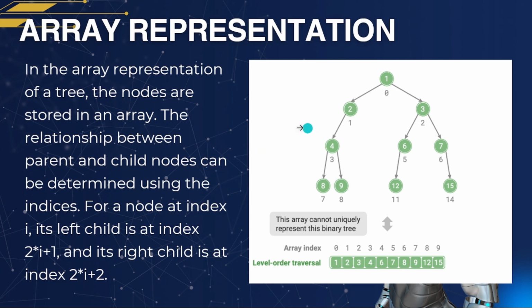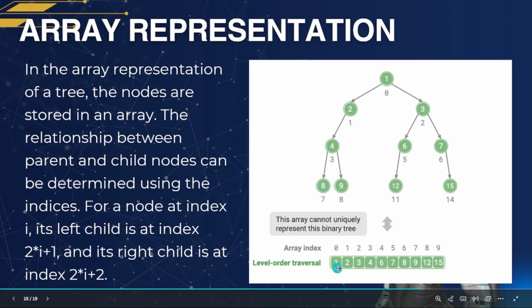ang sunod-sunod na sila. For example, index 0, we have 1. Index 1, sa I plus 1, meaning 2. Then, plus 2 na po, index 2, we have 3. Ano ba? Sunod-sunod. So, we have level of order 1, 2, 3, 4, 5, 6, 7, 8, 9, 12, and 15. So, kailangan ana-ana siya.